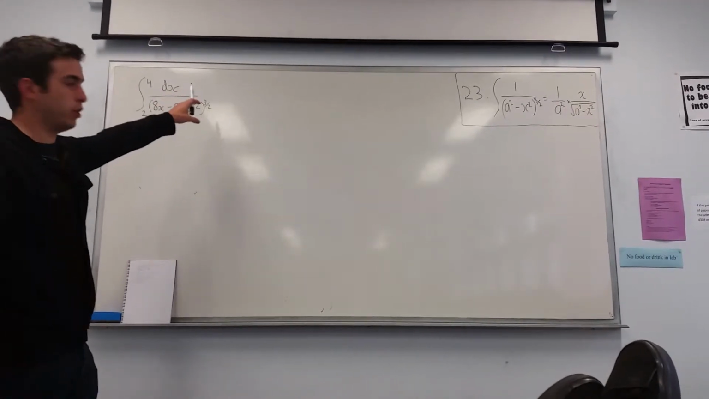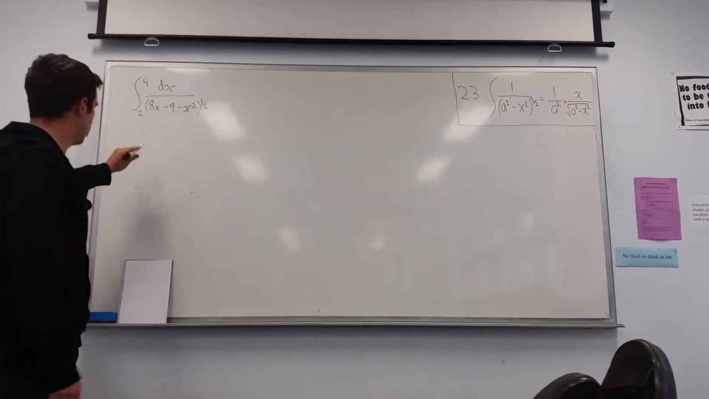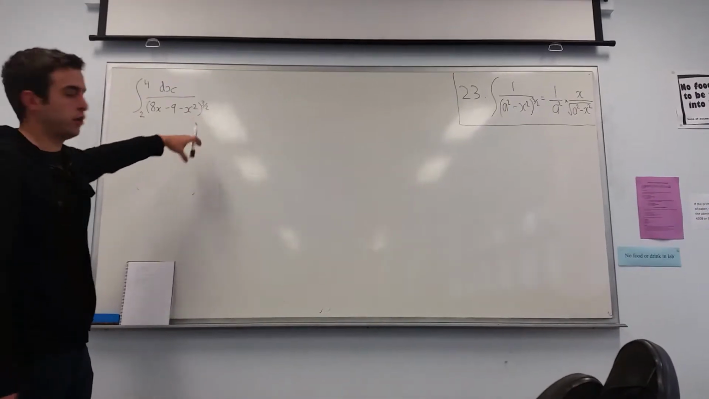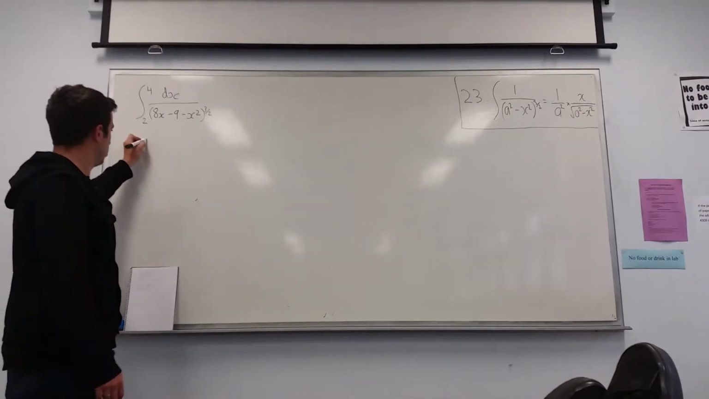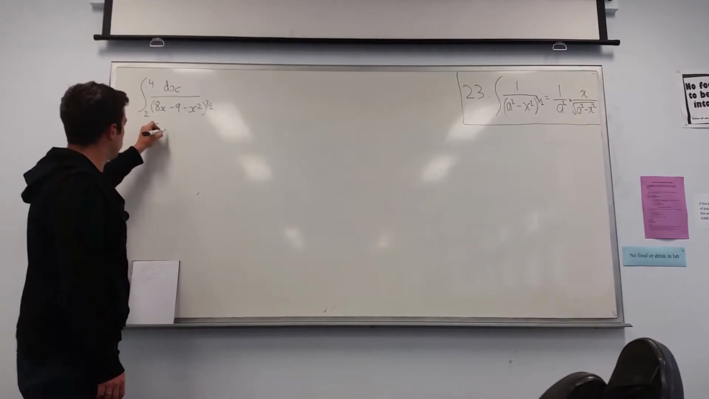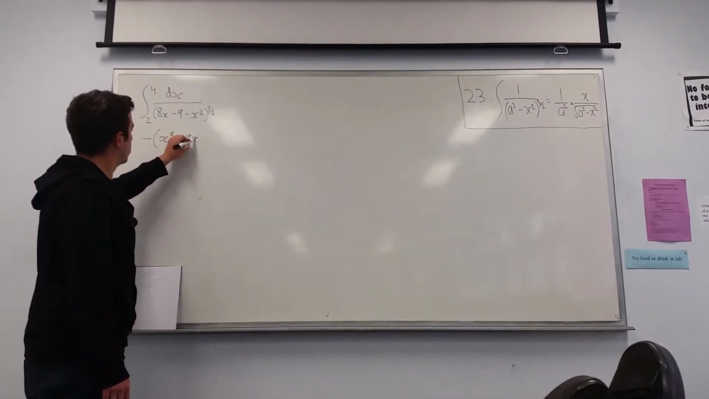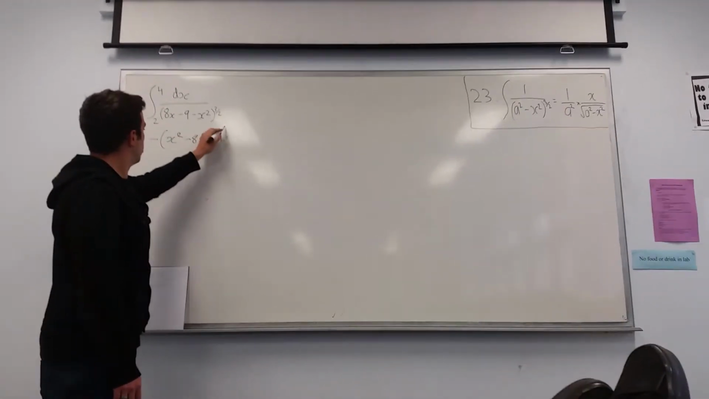So the first thing we're going to do with this problem is take the denominator off to the side, and because it's in the form minus x squared, we want to change that around. So we're going to times it by minus 1. So that turns into minus x squared minus 8x plus 9.